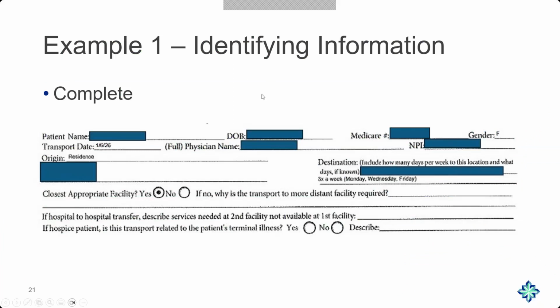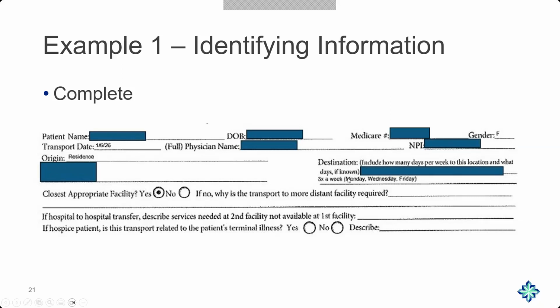Okay, well, we have the patient's name, the date of birth, the Medicare number. We know that it's a female. We know that they were born on January 6th, 1926. Here's the physician's name and NPI. They were picked up at a residence, and here's the address, and here's the destination. They need to go 3 times a week, Monday, Wednesday, and Friday. Okay, awesome. So we have everything we need on the basic top part. There's nothing more we really need to know about the identifying of the patient.